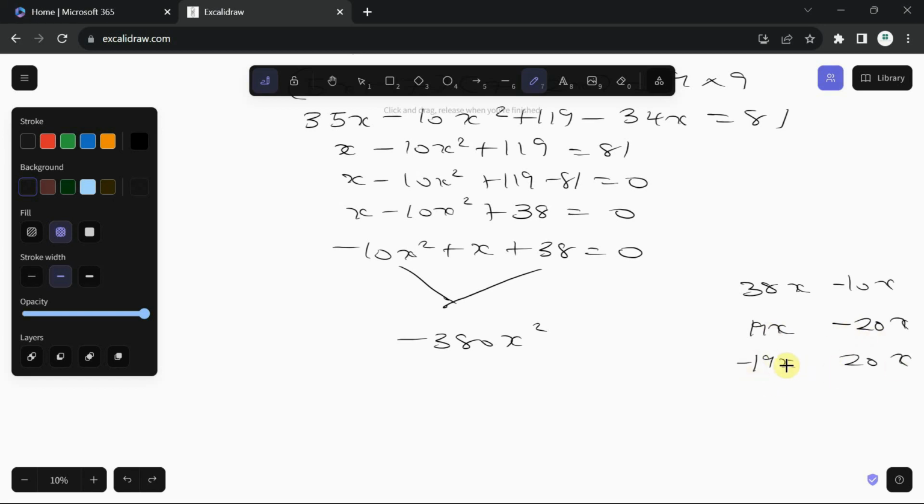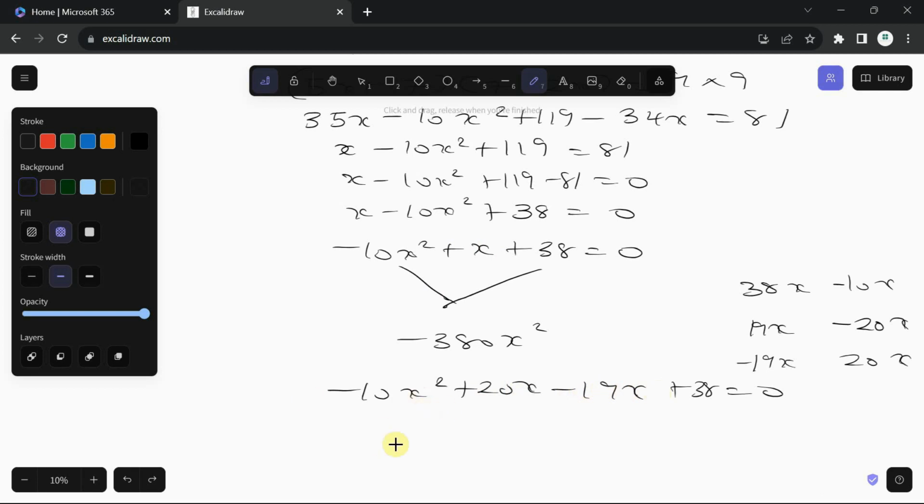So minus 19x plus 20x will give us plus x, and if I multiply these two, it will give us minus. So these are the two numbers that we're going to use to replace. Where we have x, we replace it with these two numbers. It's the same thing. So that will be minus 10x squared plus 20x minus 19x plus 38 is equal to 0. I just replace this one with 20x minus 19x.